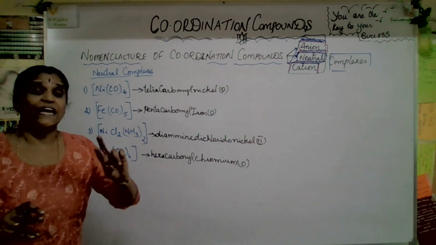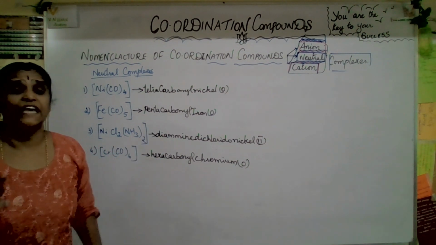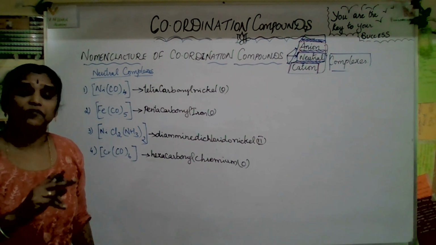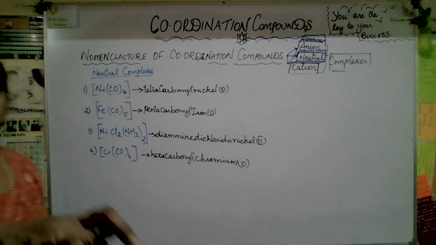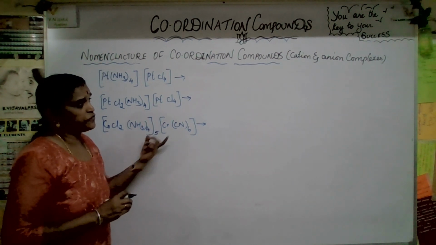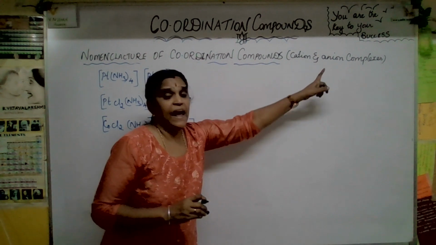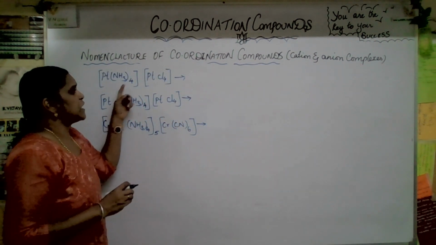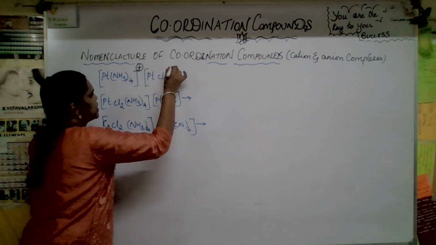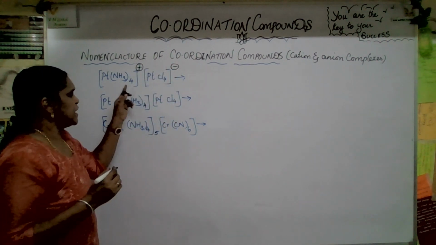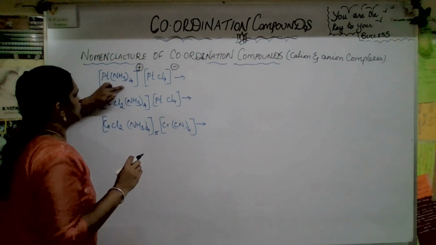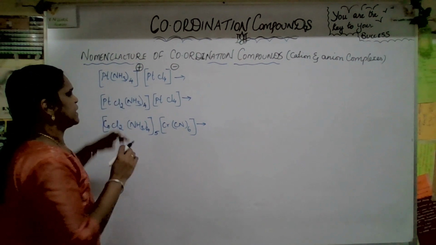Now we are going to see cation and anion combined together. Such kind of formulas, let us go and identify, and name the complex ions also. So there are 2 parts. The first part we can take as a cation and the second part we can take as an anion. So in that way, the same rules we are following. Tetramine platinum 2, tetrachlorido platinum 2.